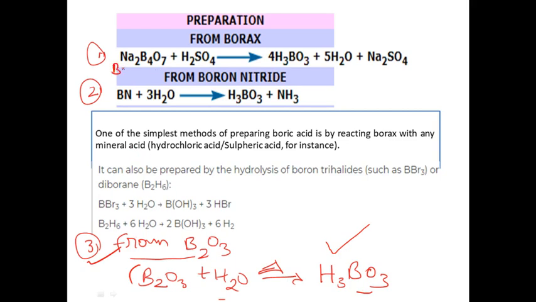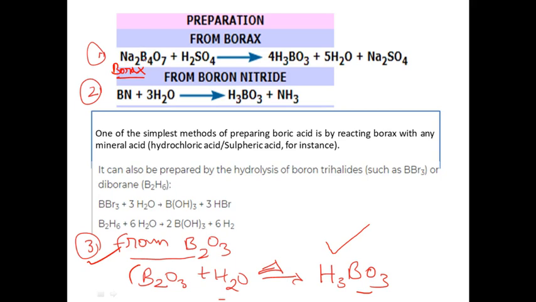In class 12, you might have studied sodium Na2B4O7, which is called borax. Sometimes students get confused, but you should not be confused by this. Borax is nothing but also a compound of boron. It is also called sodium tetraborate, because it has sodium and 4 atoms of boron present.